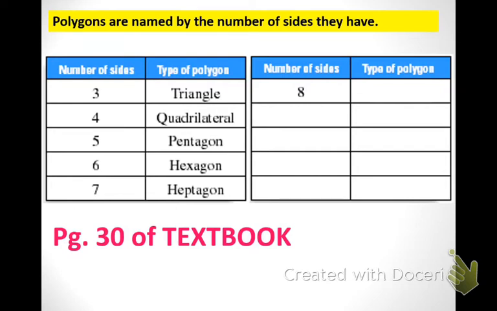Eight sides, octagon. Nine sides sounds like 9, but it's not. It's nonagon. Nonagon, it's non. Ten: think of what we call 10 years. It's decagon, because deca means 10.